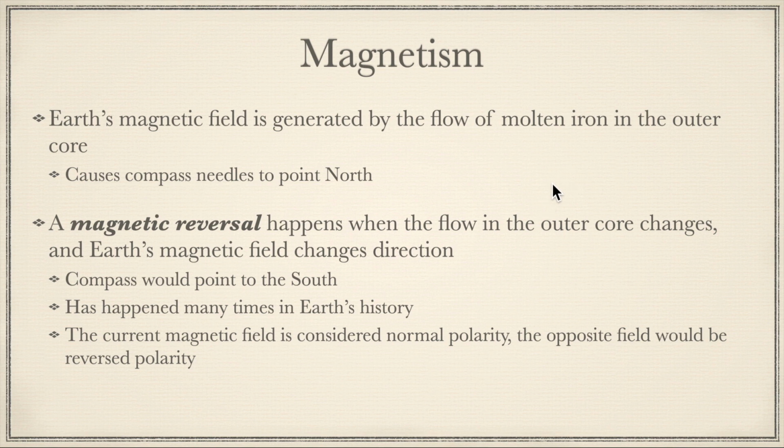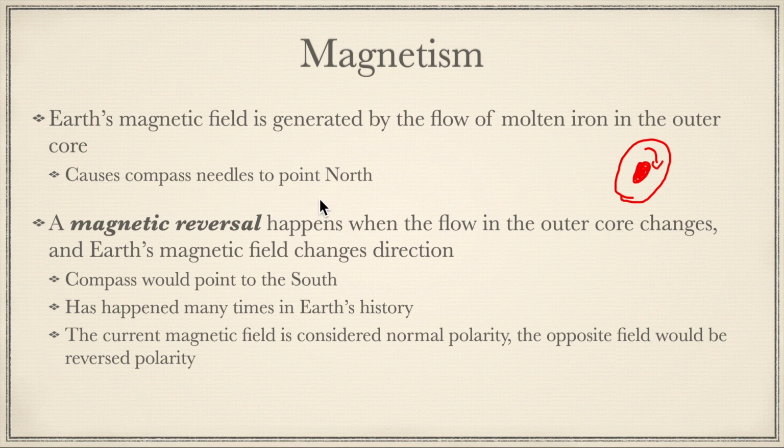So the inner core is solid iron-nickel, and then the outer core is liquid, molten iron, and that can flow around the solid inner core. And basically, if you have two metals that move against each other like that, you can actually create magnetic fields. So that's how the Earth generates its magnetic field.